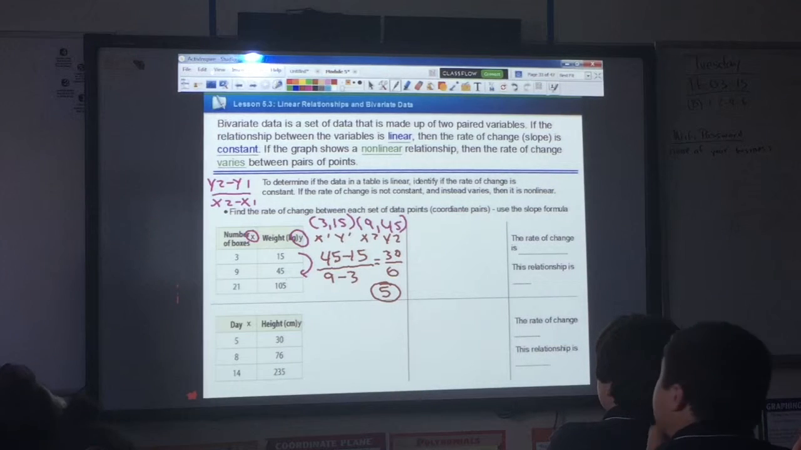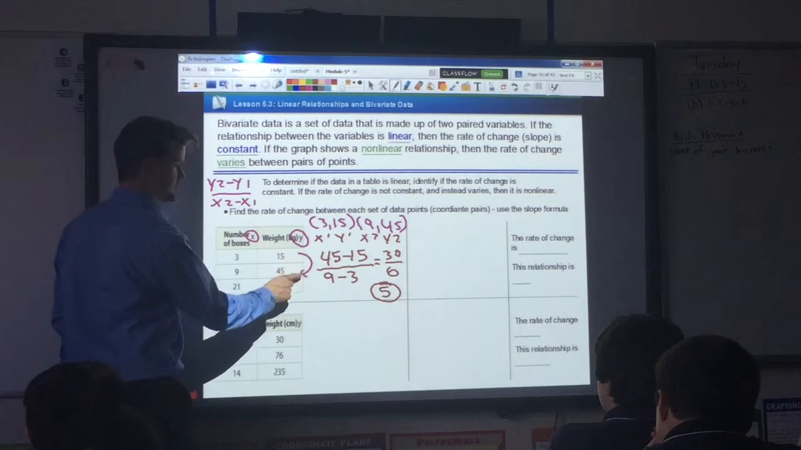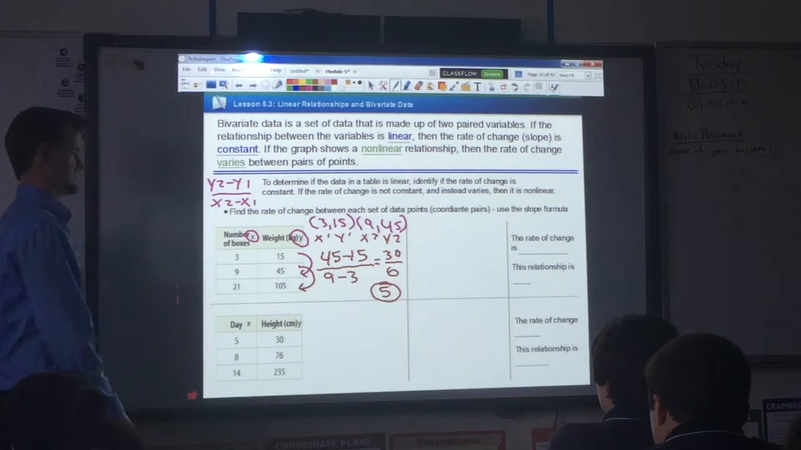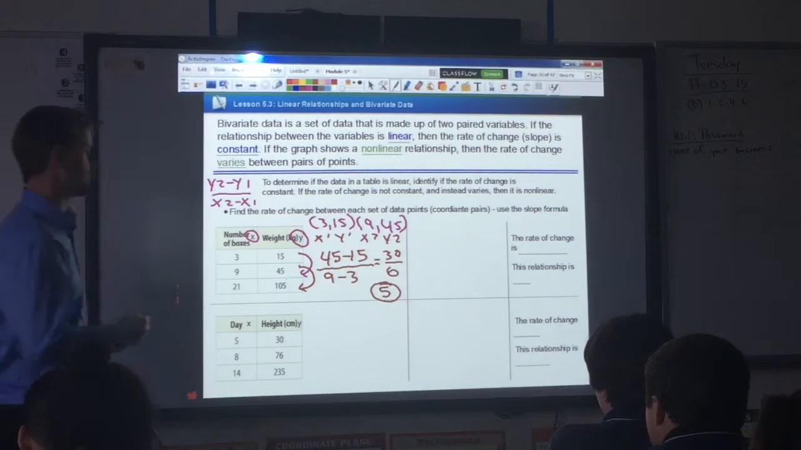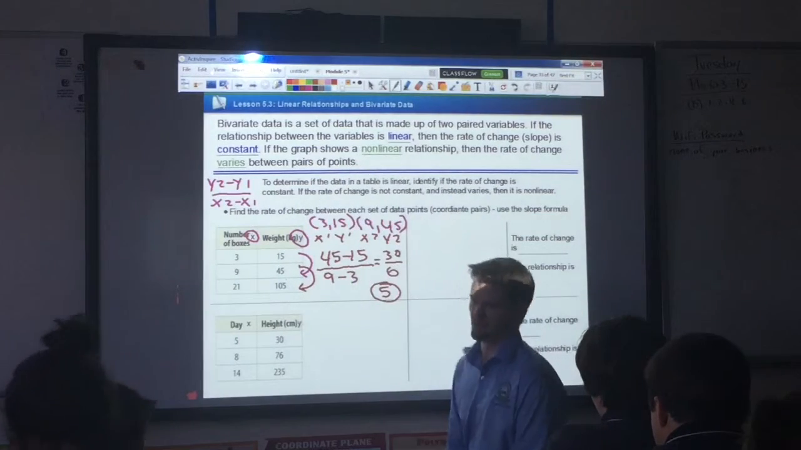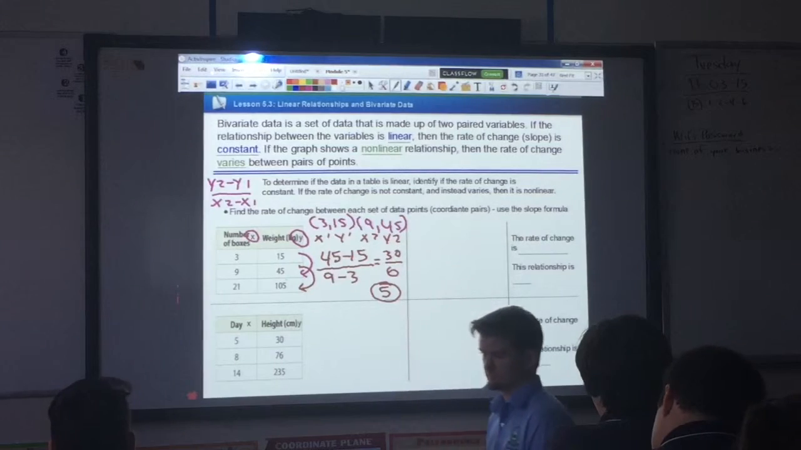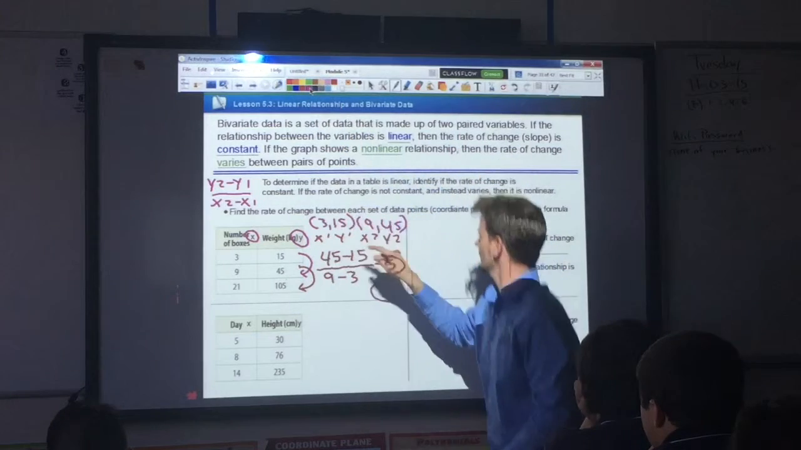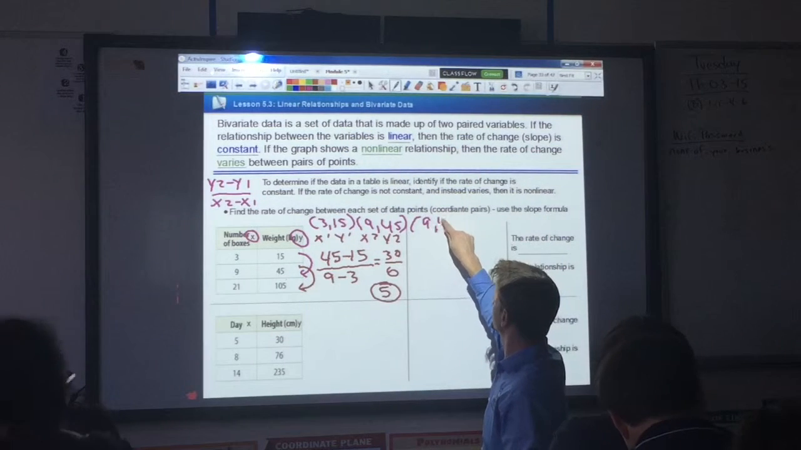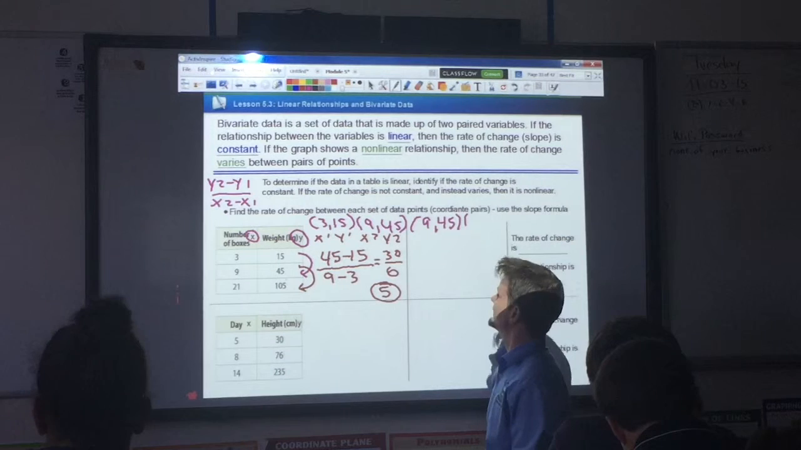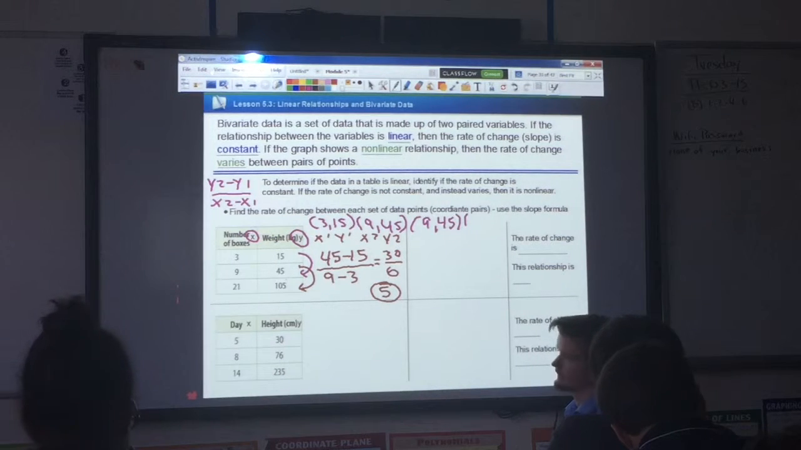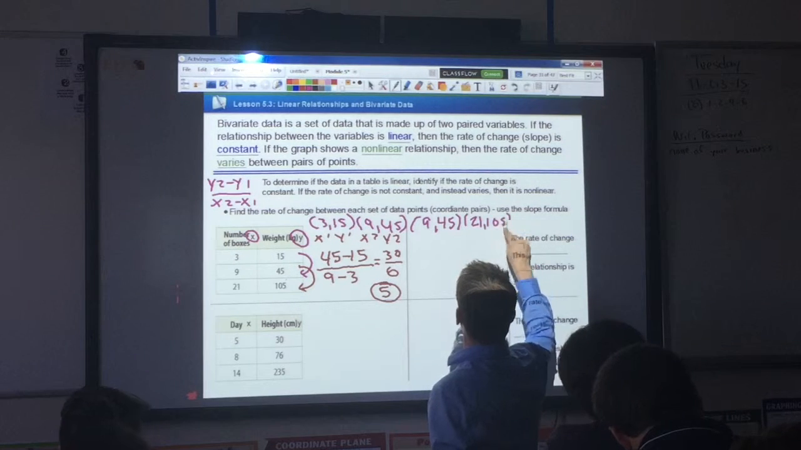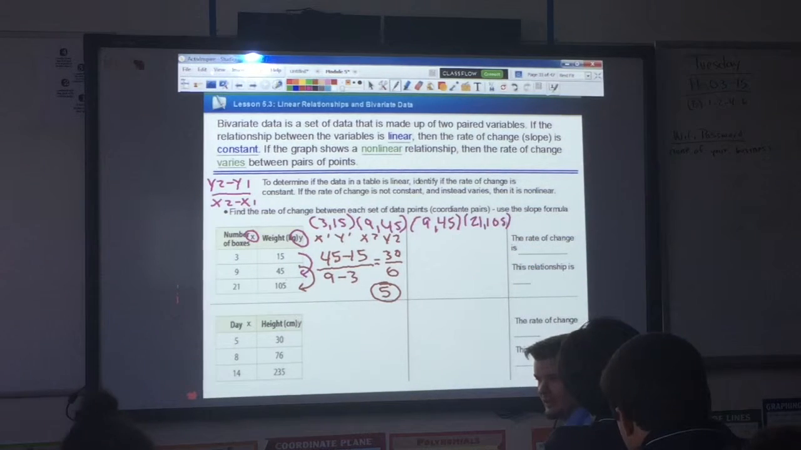That doesn't mean I stop there. That means that now that I know the rate of change between the first two sets of points, I must find the rate of change between the second two sets of points. So I go again. I write out my coordinate pairs. What's my first set of coordinates going to be, Corey? 9, 45. Good. And what's the other set? 21, 105. We can then substitute this into our formula and solve.